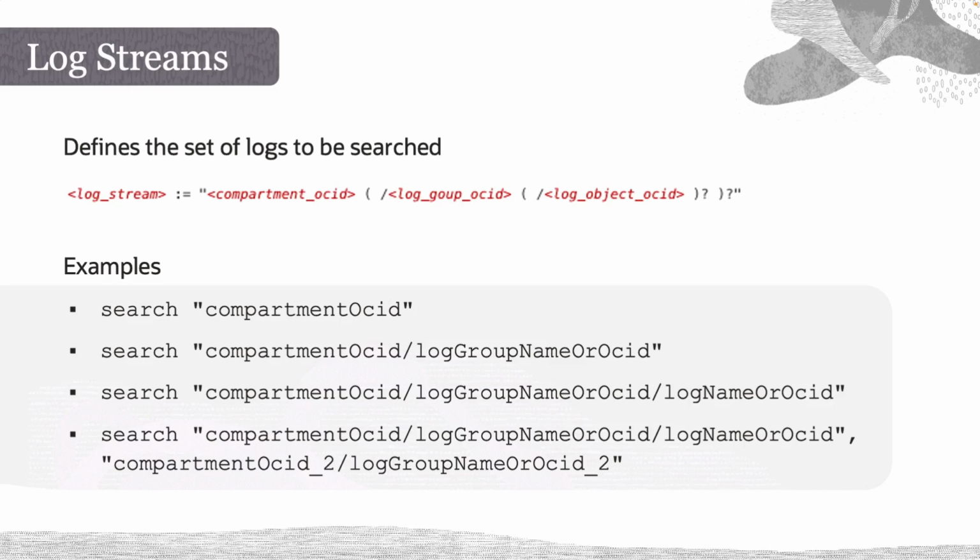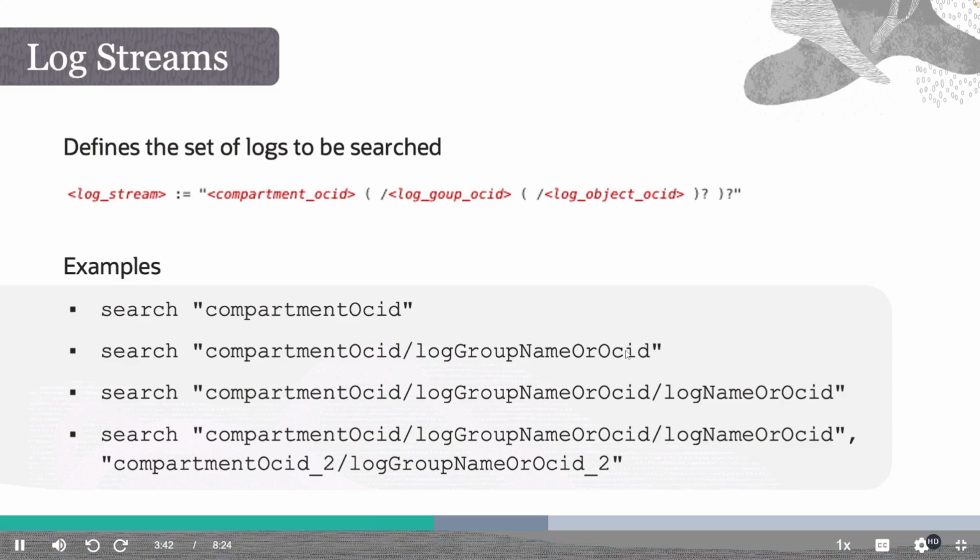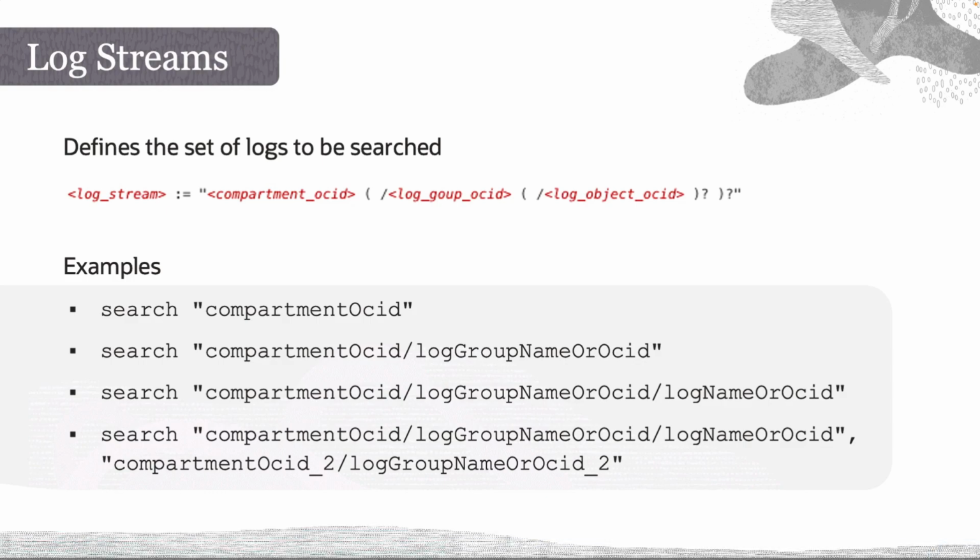You can search multiple compartments or multiple log groups or log objects, and here you would use a comma to separate and define multiple streams. In the example, there are two sections defined. In the first section, you are searching within a log object of a log group in the compartment. And in the second section, we are also adding another log group of another compartment where you want to run this search query.